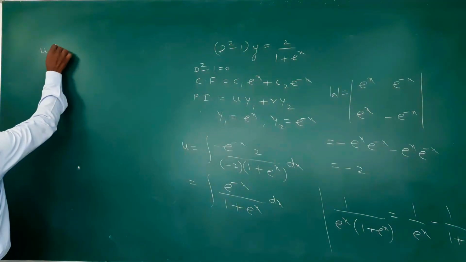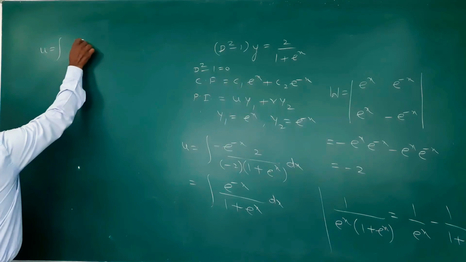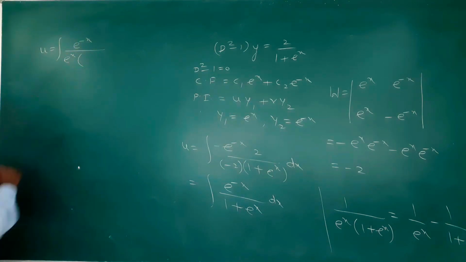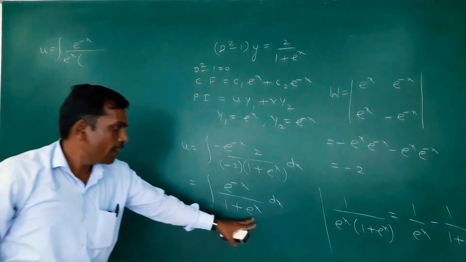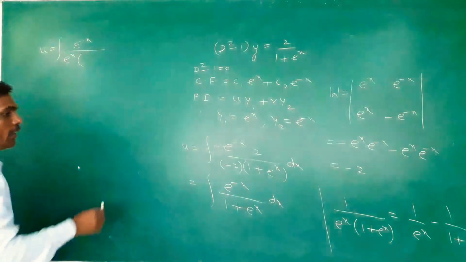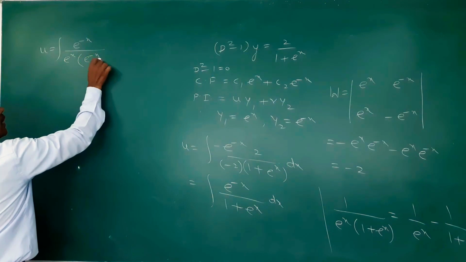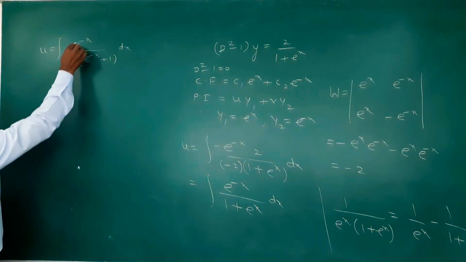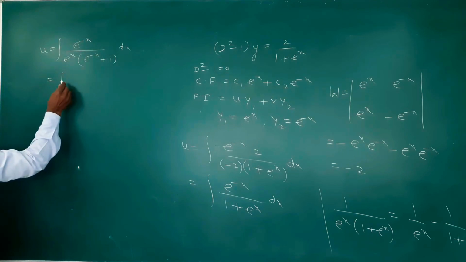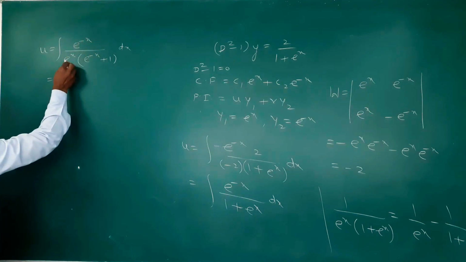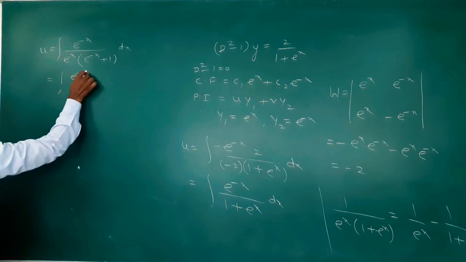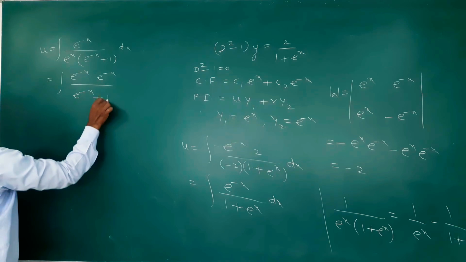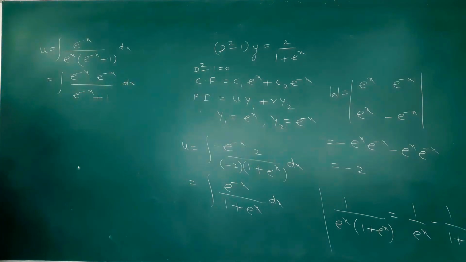U is equal to the integration of e raised to minus x. Take e raised to x common from the denominator, so e raised to x in bracket. So what do I get? E raised to minus x plus 1 dx. Right? Transfer this e raised to x to the numerator. So integration of e raised to minus x, and again this e raised to minus x, e raised to minus x into e raised to minus x upon e raised to minus x plus 1 dx. Right?